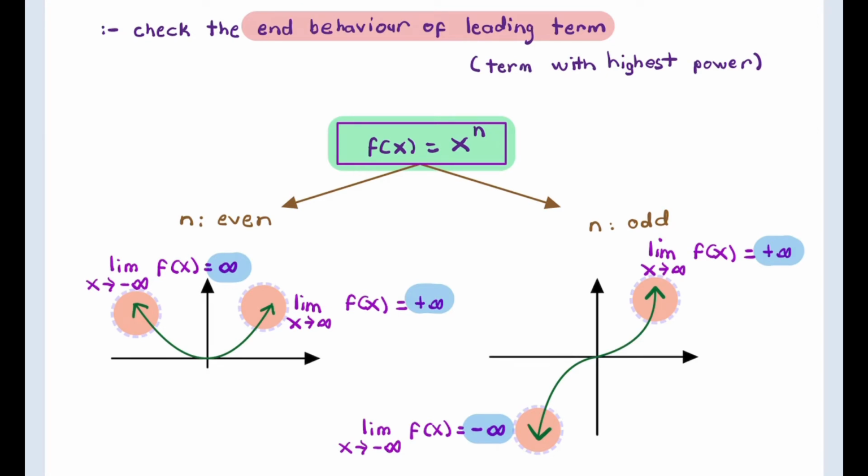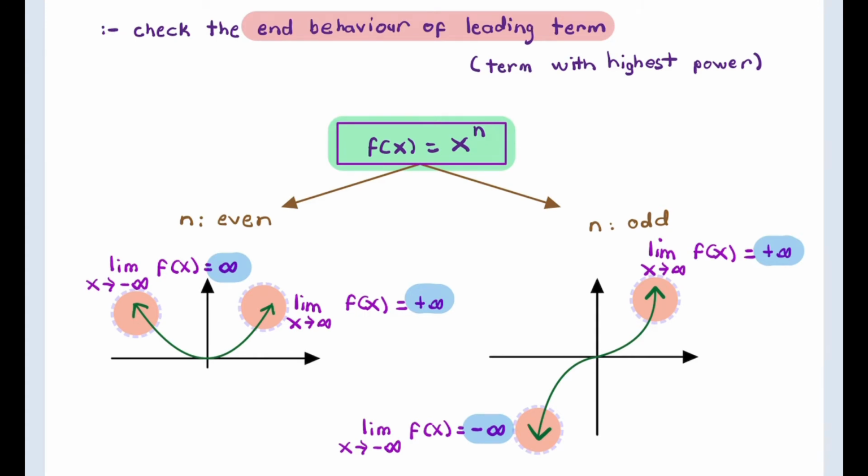So let's see here, for your highest term, f(x) equals x to the power of n, and here n can be an even power or it can be an odd power. When your n is an even power, the end behavior will follow the graph of y equals x squared. Okay, so this is the graph. So when x is approaching infinity, the limit will also approach positive infinity. And as x approaches negative infinity, the limit here will approach positive infinity.